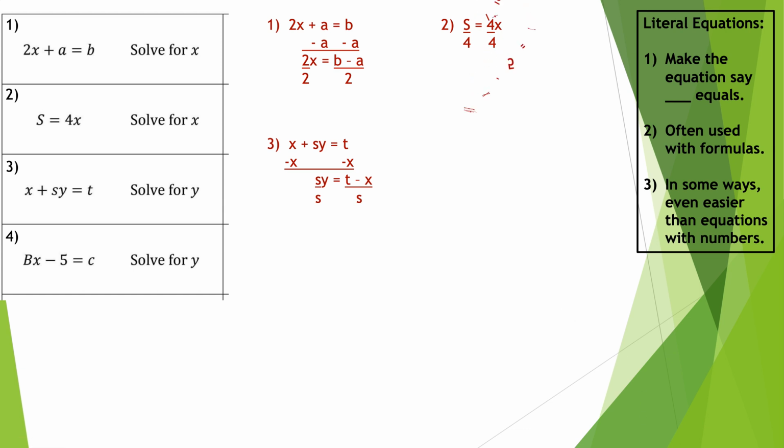Last but not least, I want to get x by itself because it says solve for y, but we're going to treat it as solve for x. And I'm going to add 5 to both sides. That gives me c plus 5, and then I divide by b. It's the same exact steps that were done on numbers 1 and 3. Same exact steps on number 4. You just got to get used to seeing something like c plus 5 and leave it there.